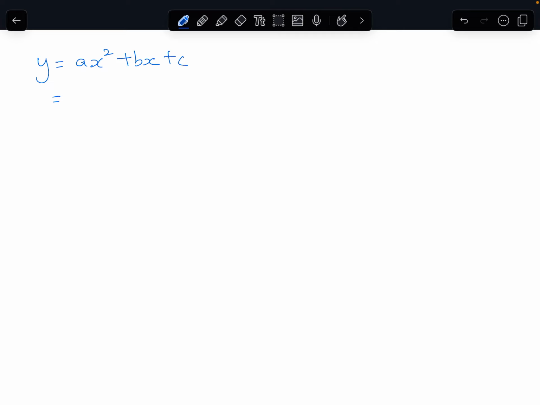Alright, so before I do that, let me take the a out. And it's going to look something like this. The reason for that is I want the coefficient of x squared to be 1. Alright, and this is b over a because b over a times a simply gives me b here.